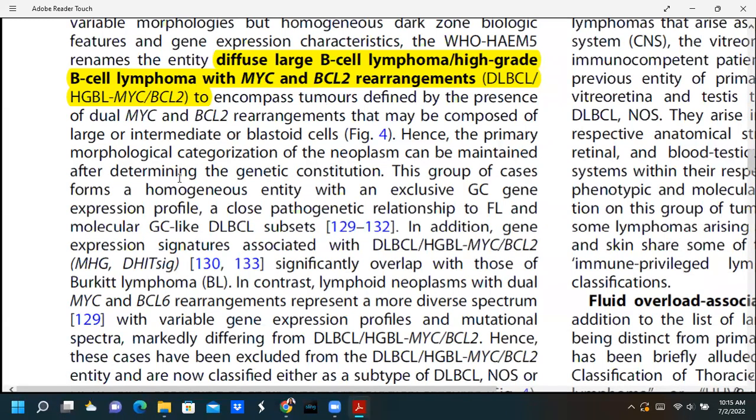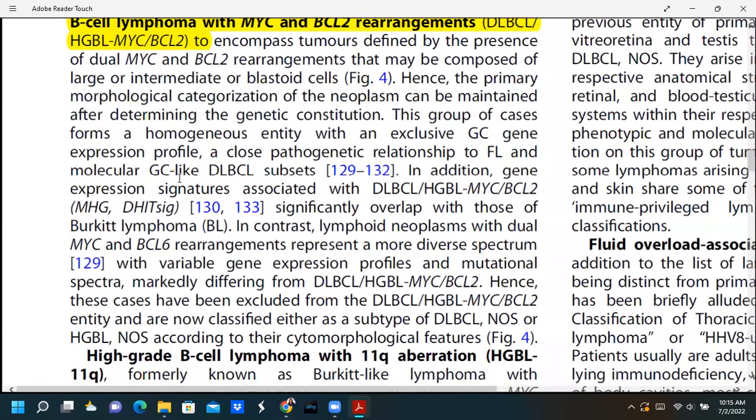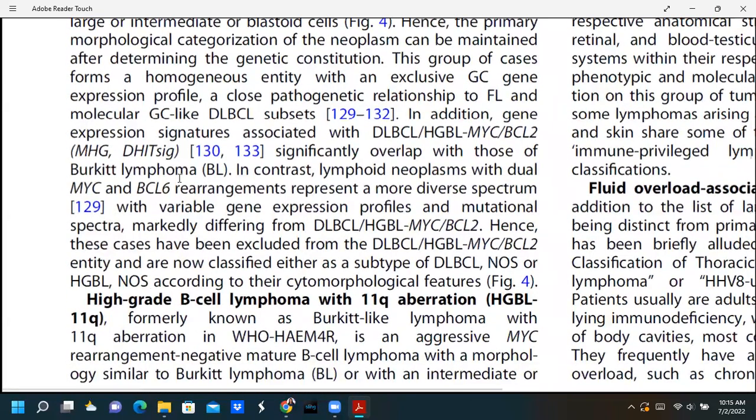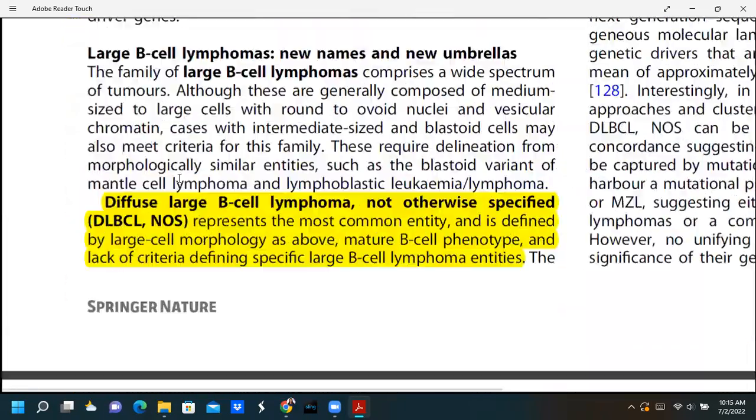In contrast, lymphoid neoplasms with dual MYC and BCL6 represent a more diverse spectrum with variable gene expression profiles and mutation spectra, markedly differing from MYC BCL2. Hence, they have been excluded from the MYC BCL2 group and are now classified under DLBCL NOS or high-grade B-cell NOS according to the cytological features.